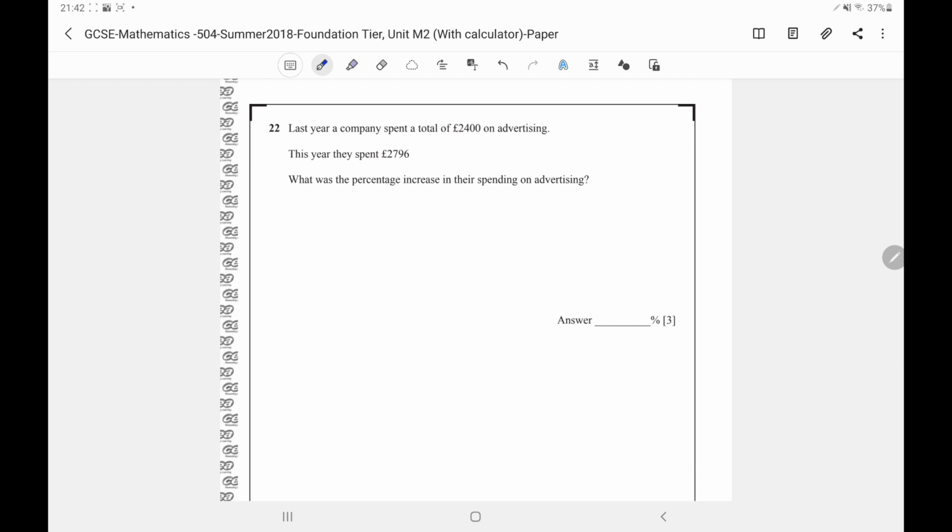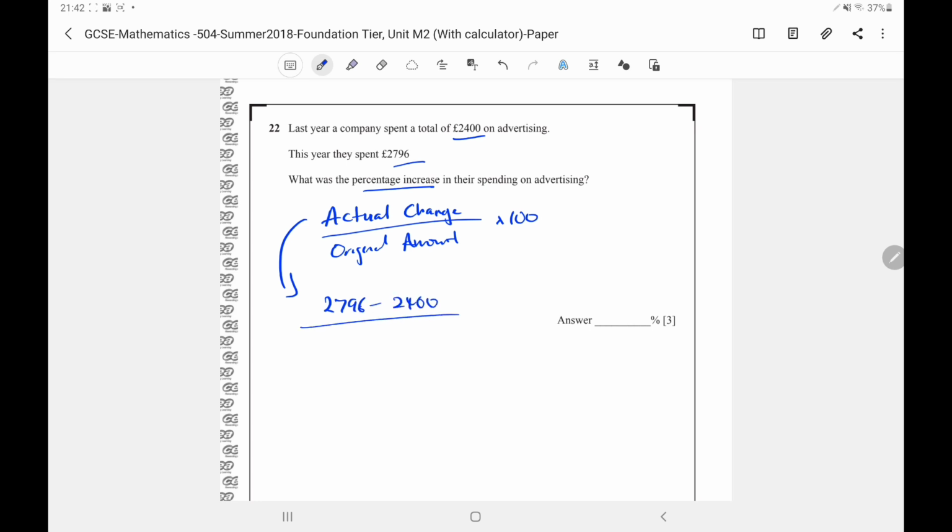Last year, a company spent a total of £2,400 on advertising. This year they spent £2,796. So there's a formula for percentage increase. What you'll do is work out the actual change, divide it by the original amount, and then times by 100. Now the actual change is just 2,796 subtract 2,400, the difference. And the original amount is what you started with, so it was last year, 2,400. Now when you work out the top, divide it by 2,400, times it by 100, then you should get 16.5.